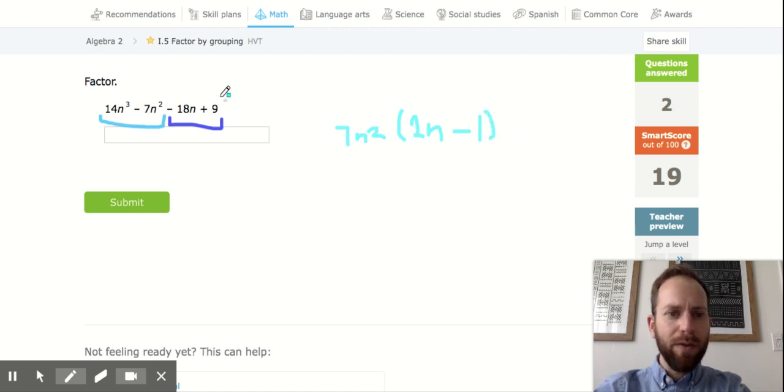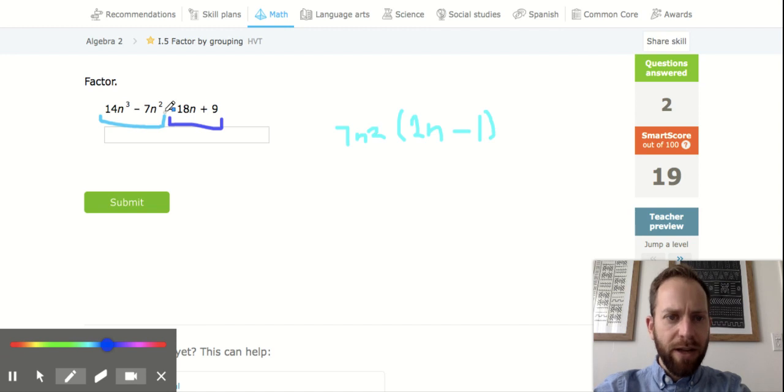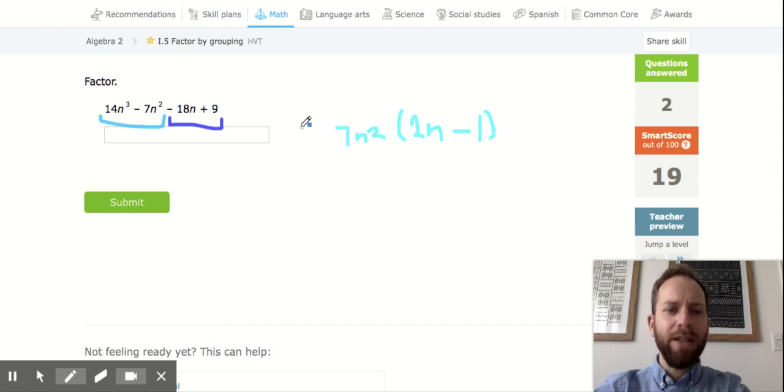And let's see what we can factor out here so we can also get 2n minus 1 in there. Well, what times 2n would make negative 18? That would be negative 9, right? So if we factor out a negative 9, that will leave us with a positive 2n inside, right? And if we factor out a negative 9 times what makes positive 9? Well, that would be negative 1, right? Negative 1 times negative 9 equals positive 9.